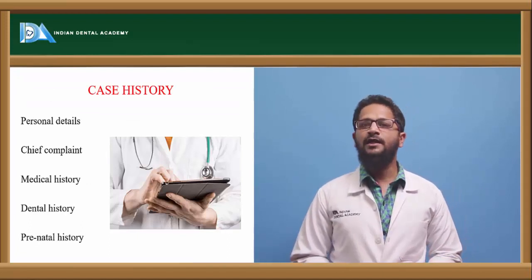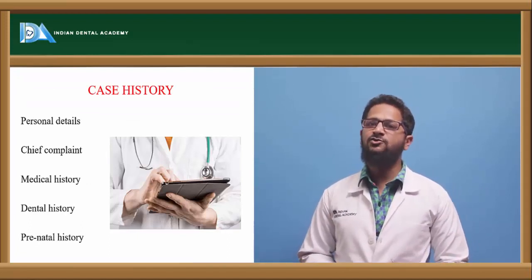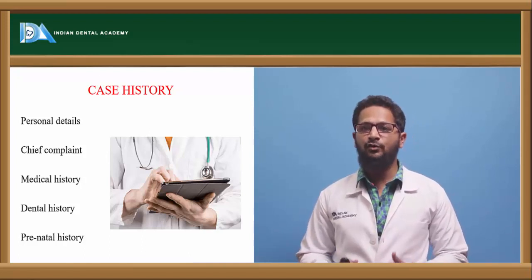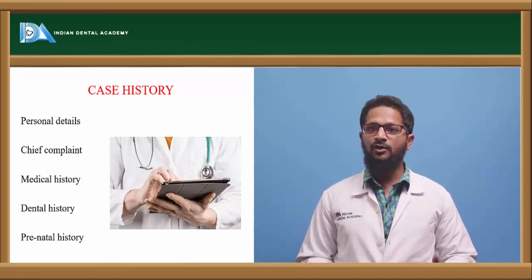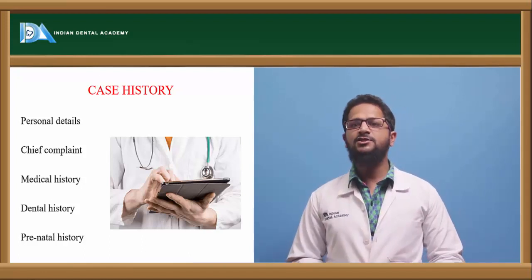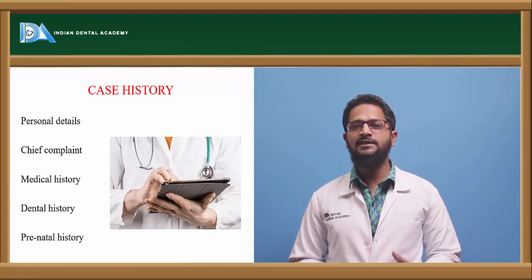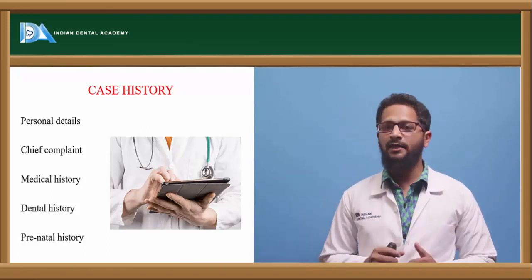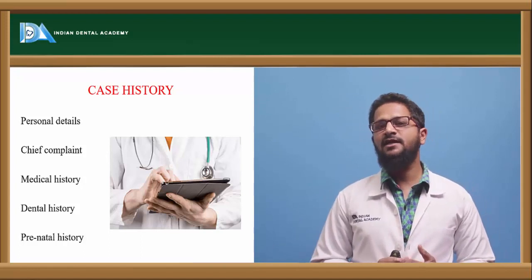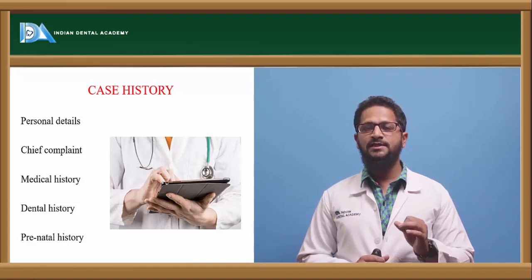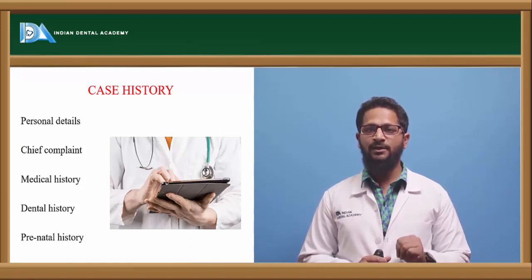Now let us know in detail what exactly is the case history. Case history actually consists of evaluating valuable information from the patient or the parent to arrive at a proper diagnosis. Now this case history consists of a number of steps. Let us discuss in detail about these steps. First, coming to evaluation of personal details. These personal details consist of name, age, sex, address and occupation of the patient.